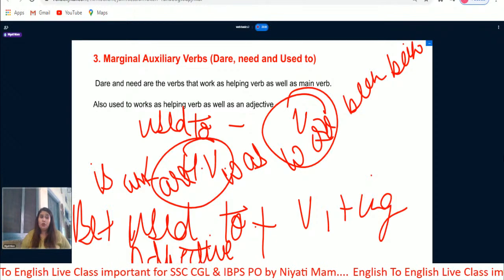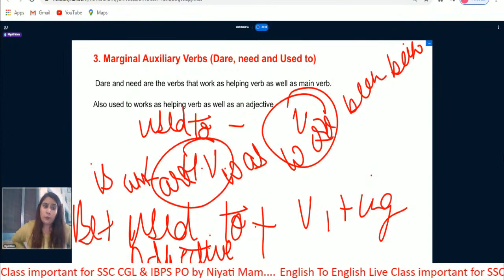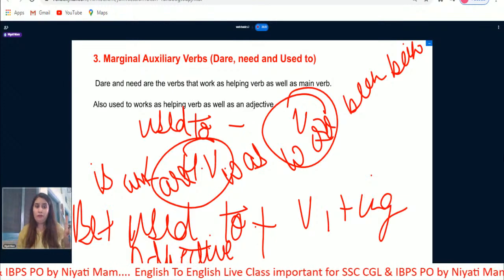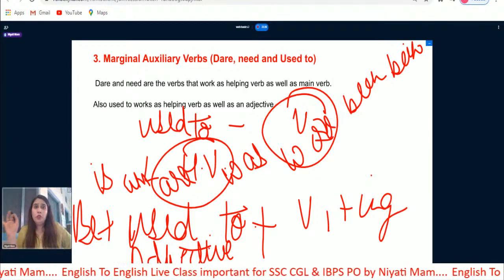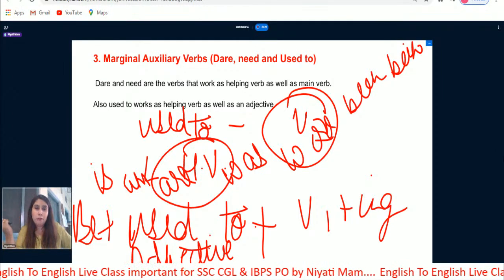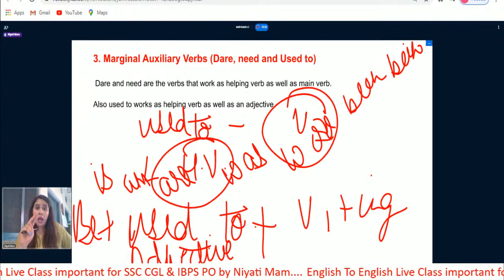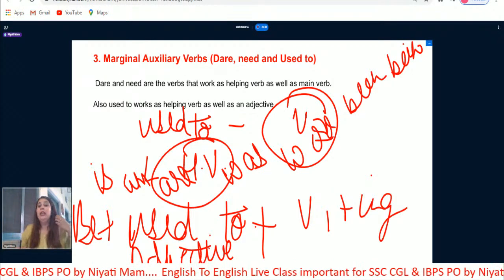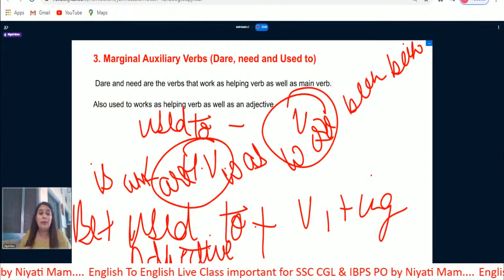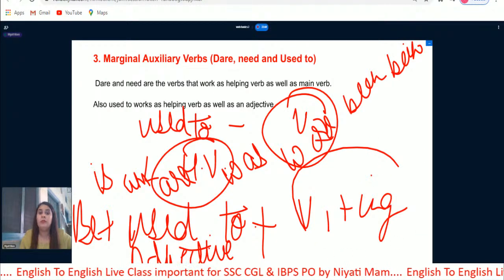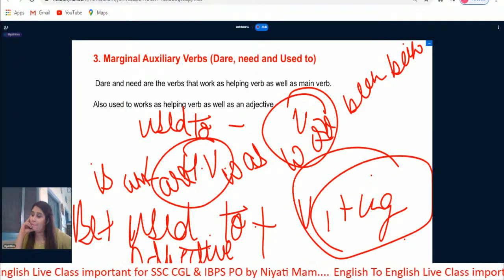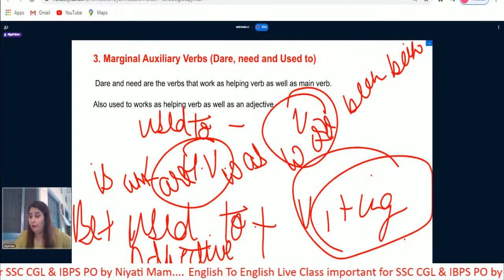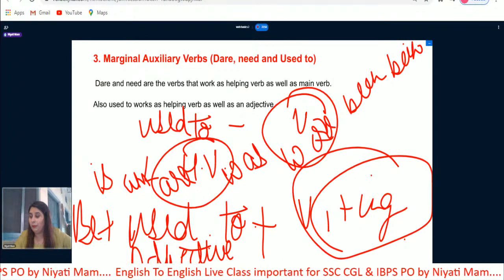I am saying when used to behaves as a helping verb, then of course it would copy the characteristics of modals. Then in that case, used to will take first form of verb after it. If used to is following any form of be, and the forms of be include is, am, are, was, were, been, being, then in that place V1 plus ing is used after it. Are you getting my point?